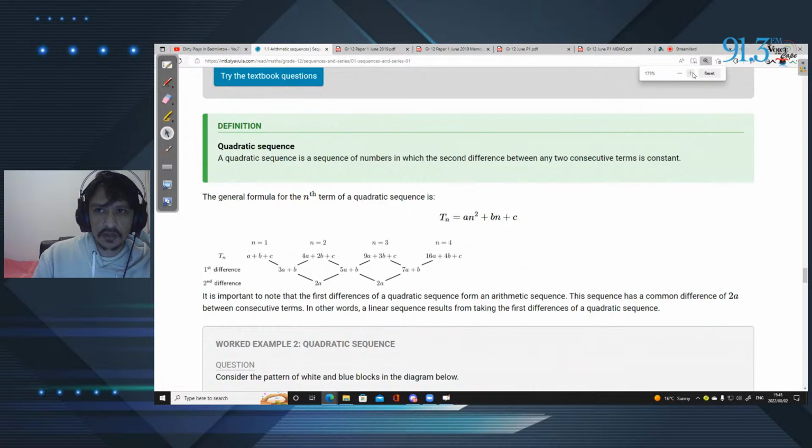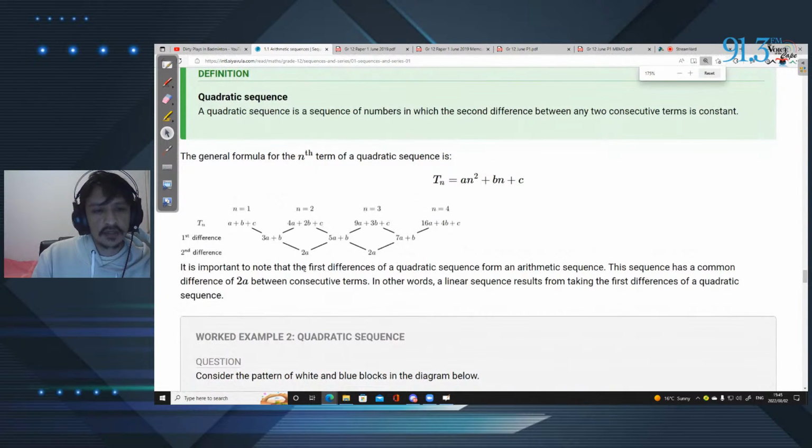Okay. There we go. All right. And here we have n equals 1, n equals 2, n equals 3, n equals 4. Important thing to notice are these general formulas that they're showing here. For the first term, you have the form a plus b plus c. For the first difference, it's 3a plus b. And for the second difference, it's 2a. This is very important. You need to know this in order to solve quadratic sequences.